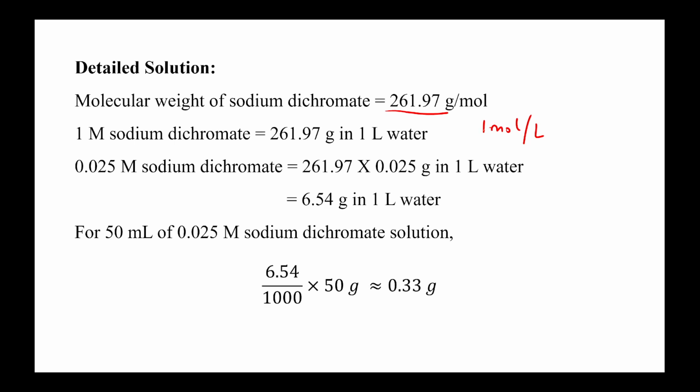Like in 1 liter, 1 mole of the molecule will be present. So, 1 mole of this compound is 261.97 grams in 1 liter of water. So, that would be 1 molar. Okay. So, now from that we can easily calculate 0.025 molar. So, 0.025 molar would be this into this, and this calculation that we are getting is for 1 liter of water. Now, pay attention to the question.